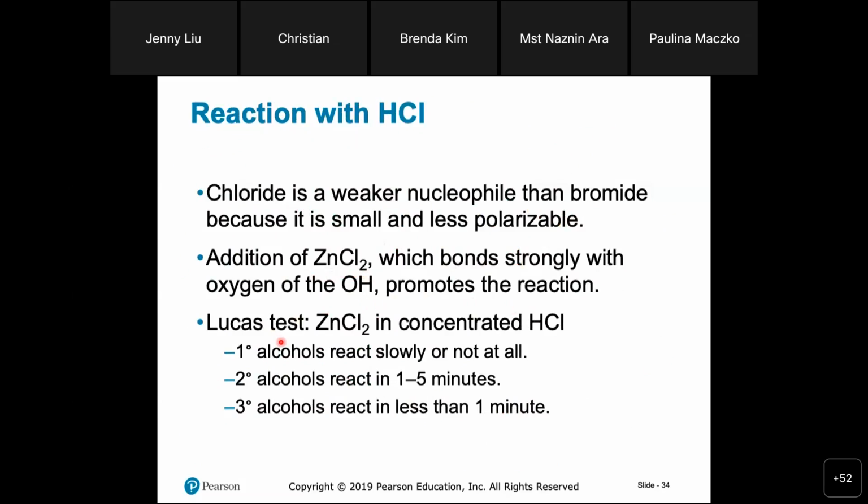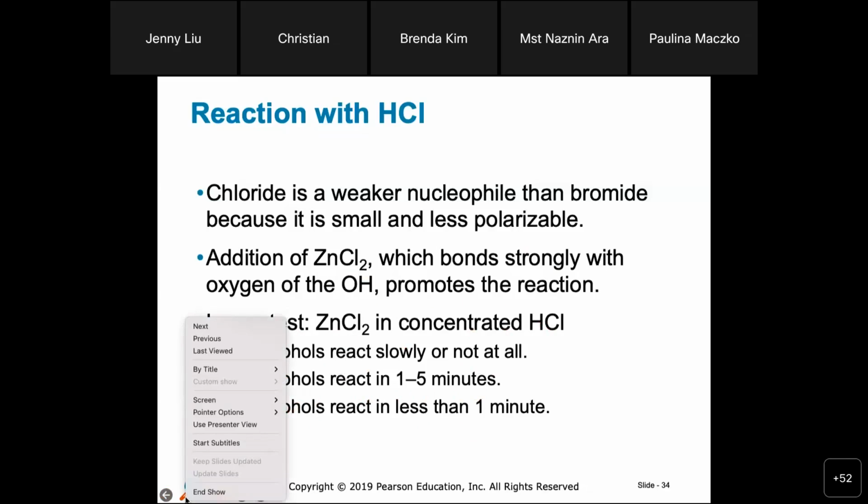Lucas test, this is very famous. SN1 reaction. So Lucas test: zinc chloride in concentrated HCl. Primary alcohol reacts slowly or not at all. Secondary alcohol reacts in 1 to 5 minutes, and tertiary alcohol reacts in less than 1 minute. So if we consider the reactivity, you can see the tertiary is faster than the secondary, and secondary is faster than the primary.